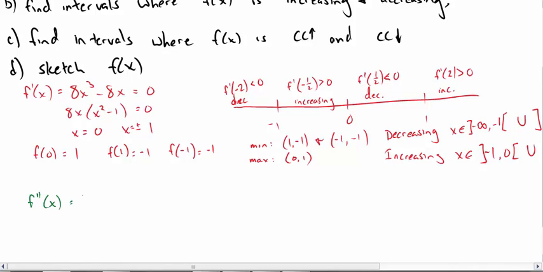So this is going to be 24x squared minus 8. And if we want to know about concavity, we need to know points of inflection. We need to find out where this is equal to 0. So x squared equals 1/3. X is equal to plus or minus 1 over the square root of 3.